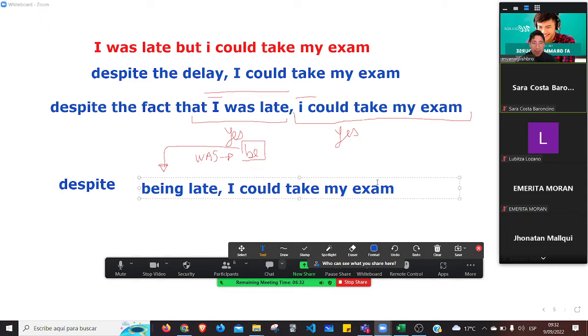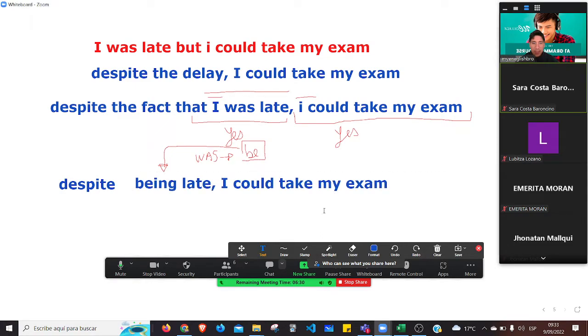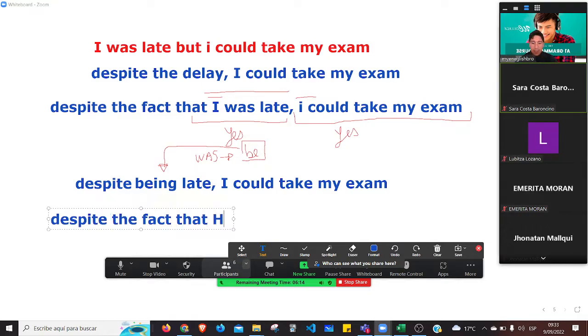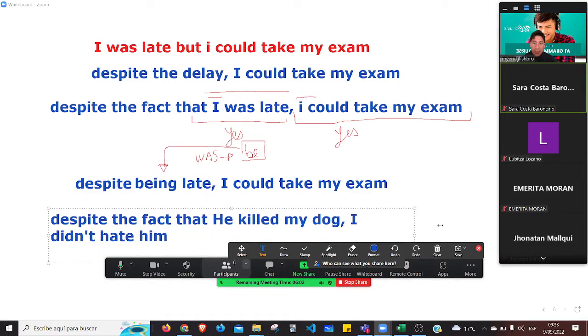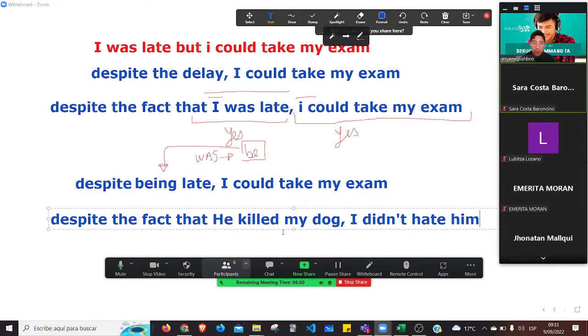Cuando se trata de la misma persona, lo único que tenemos que hacer es poner la forma base sin importarme el tiempo. Profesor, pero aquí está en pasado. No me importa, tengo que poner su forma base, pero luego con ing. ¿Se entendió? Otro, mira. Despite the fact that he killed my dog, I didn't hate him. A pesar del hecho que él mató a mi perro, yo no lo odio o no lo odiaba.